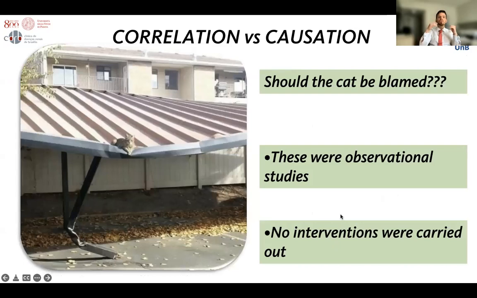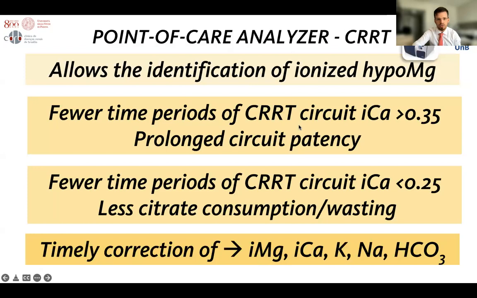Importantly, those two trials were observational. We know that correlation is not causation. So should this cat be blamed for this blunt column? No interventions were carried out in those trials, and we need to be cautious with our conclusions that, for example, hypomagnesemia will increase mortality, and that if we correct it, we would have better outcomes. This needs to be further explored in clinical trials.